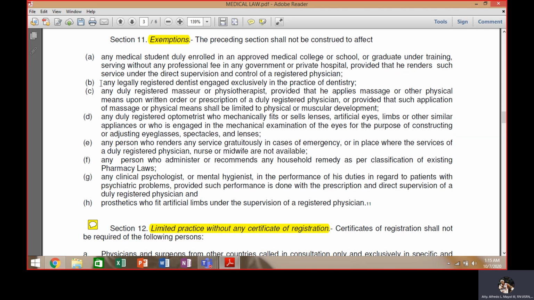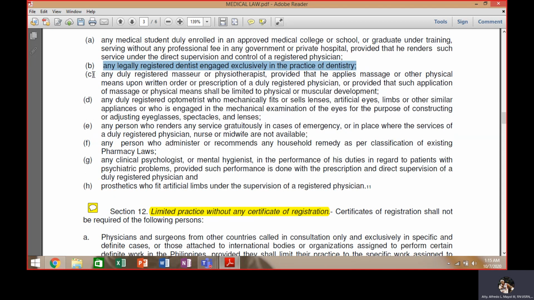Next, any legal registered dentist engage exclusively in the practice of dentistry. Next, any duly registered masseur or physiotherapist, provided that he applies massage or other physical means upon written order or prescription of a duly registered physician, or provided that such application of massage or physical means shall be limited to physical muscular development. Okay, so this is not considered a practice of medicine.